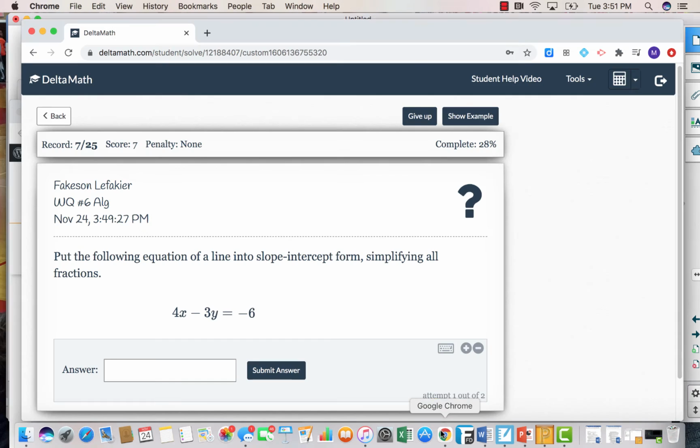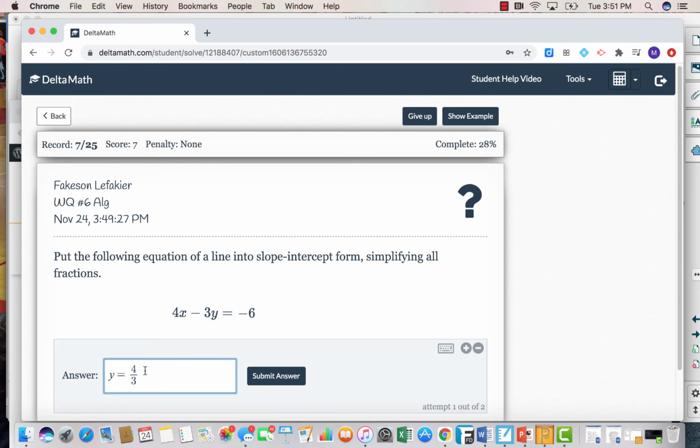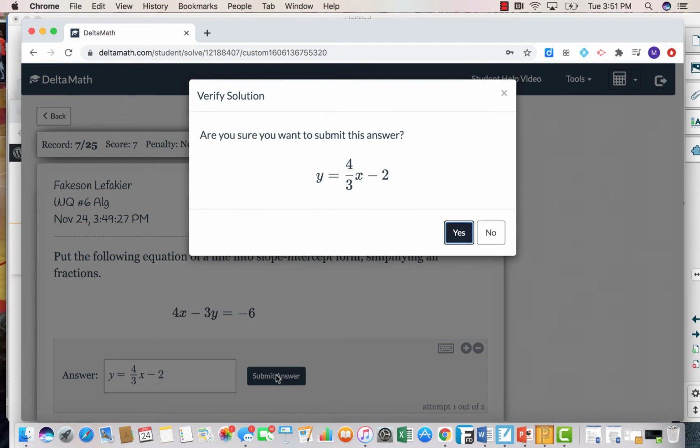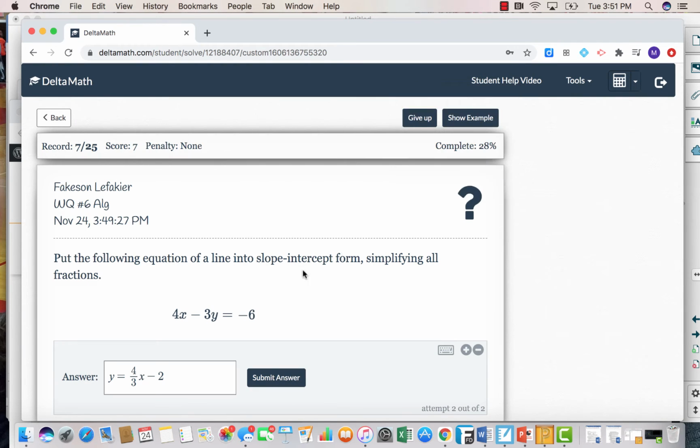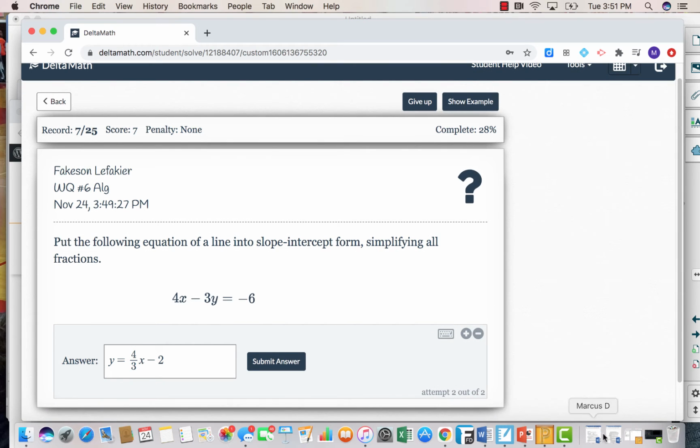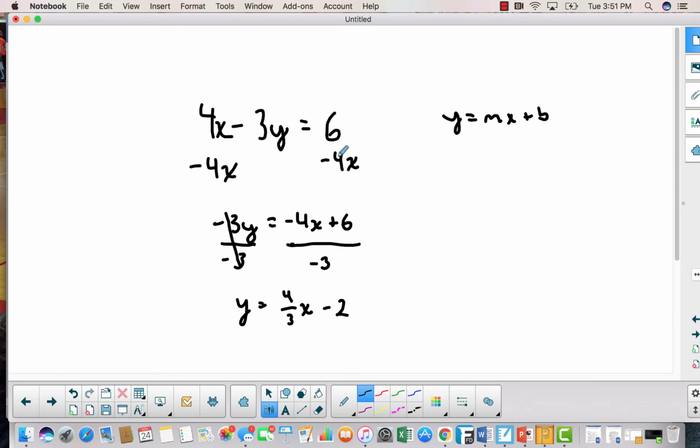So I'll type that in here. Hopefully it takes it. Otherwise, we do get a second try, I believe. 4/3 x minus 2. And by the way, when I type this as a fraction, the x comes out here. If you want to make that x pop over here, you've got to use your mouse. Oh, my answer is not correct. Uh-oh. Let's look back. Oh, this was negative 6 from the beginning.